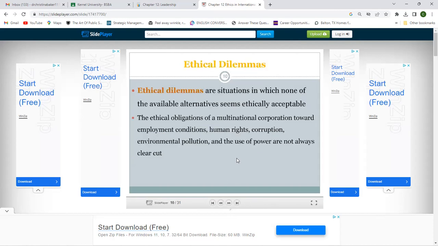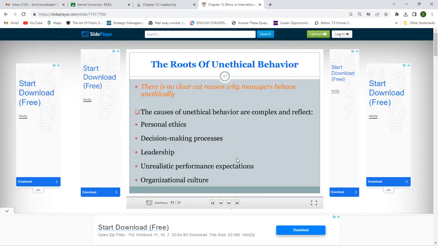Ethical dilemmas are situations in which none of the available alternatives seem ethically acceptable. The ethical obligations of the multinational corporation toward employment conditions, human rights, corruption, environmental pollution, and the use of its powers are not always clear-cut.